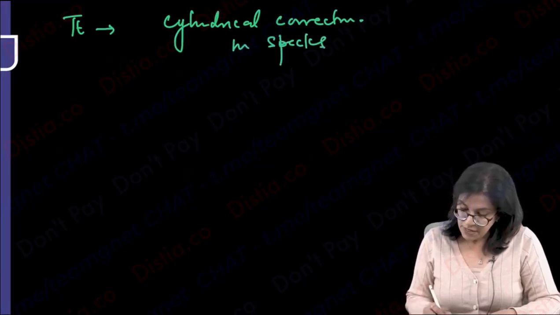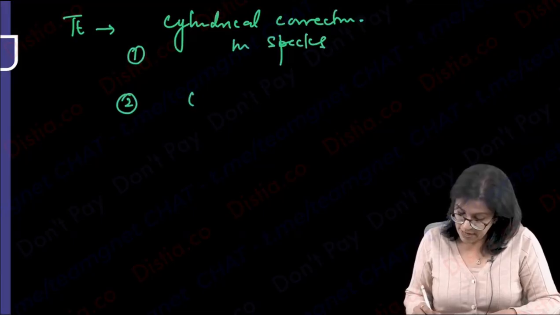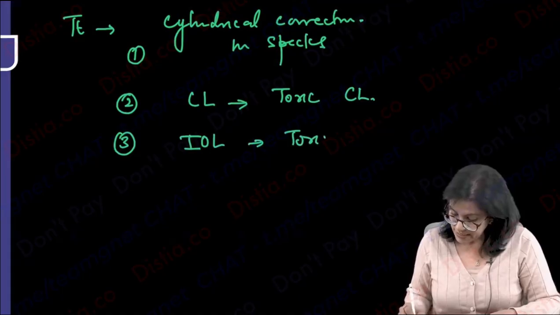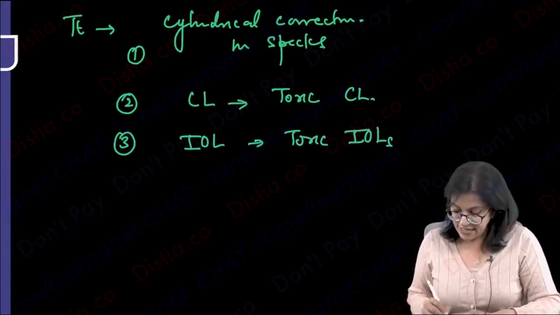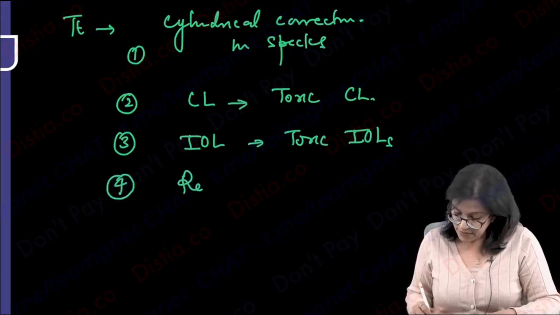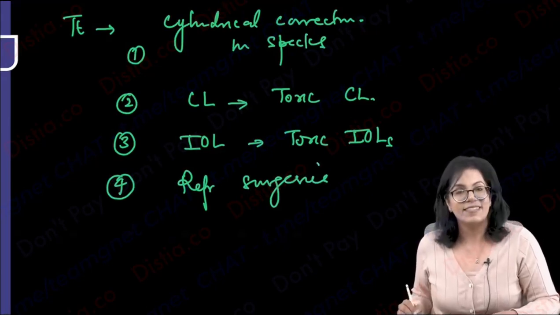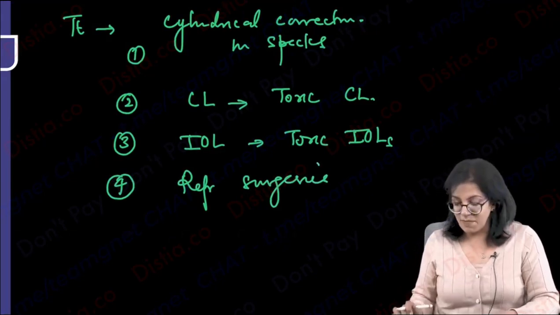And if we talk about contact lens, for contact lens we use toric contact lens when there is a cylindrical correction, and similarly we can use toric IOLs if needed, right? And of course we have a set of refractive surgeries which can correct astigmatism. We'll talk about that. Right, so that was astigmatism.